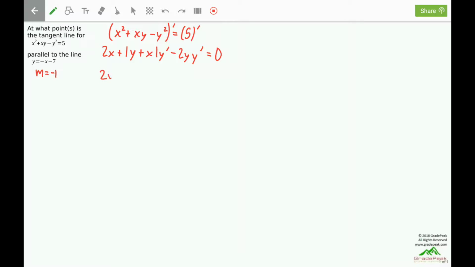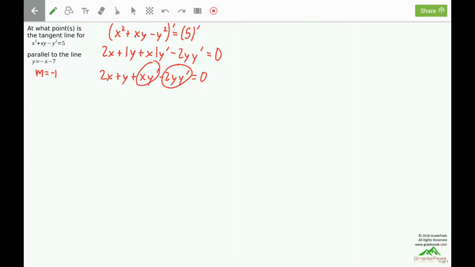Let's rewrite, to simplify the look of this expression, 2x plus the 1 is implied, so we can just write that as y, plus the 1 is implied, so we can write that as x, y prime. And then we have the minus 2y, y prime, equals 0. We have two terms that have y prime in them, and two terms that do not. We want to solve for y prime as a function, so we need to isolate the y prime terms. Here are the two of them.